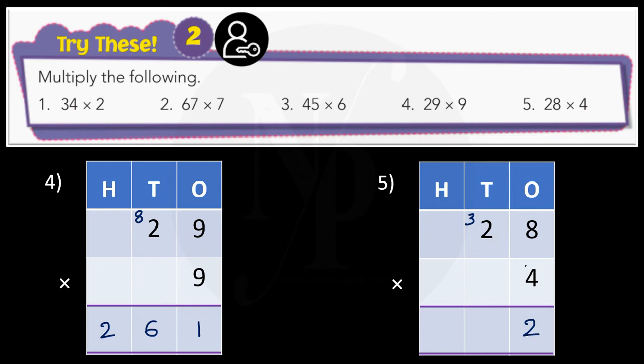And now we multiply 2 by 4. That is 4 twos are 8 and 8 plus 3 is 11. So 11 tens can be regrouped as 1 hundred and 1 ten. Therefore, the product of 28 and 4 is 112. So like this, these multiplication problems can be solved.